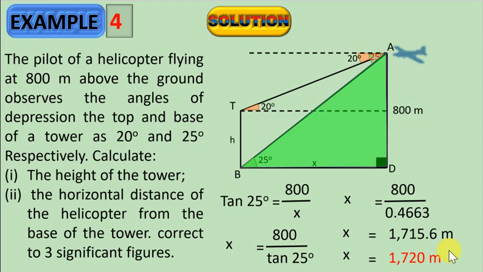So now I've gotten the height of the tower. The next question says we should find the horizontal distance of the helicopter from the base of the tower. So we'll move to the next slide to solve that.